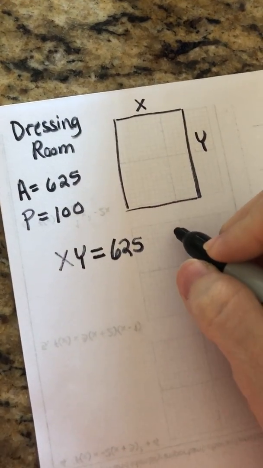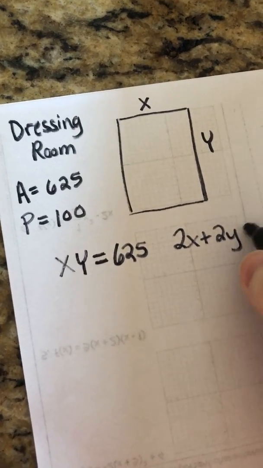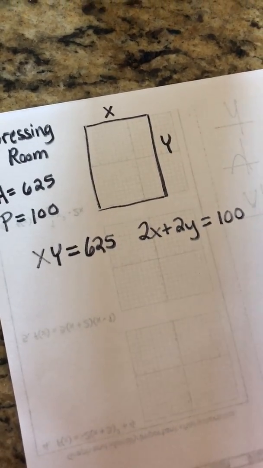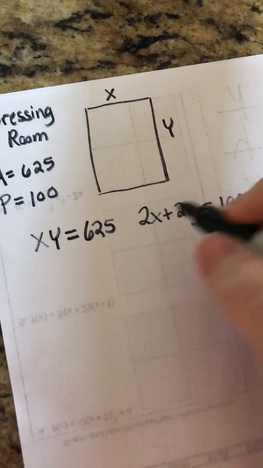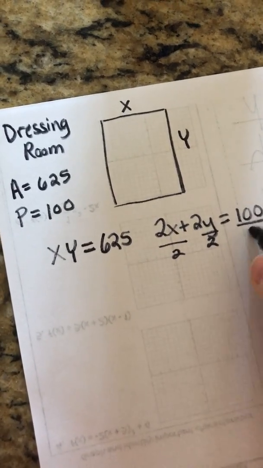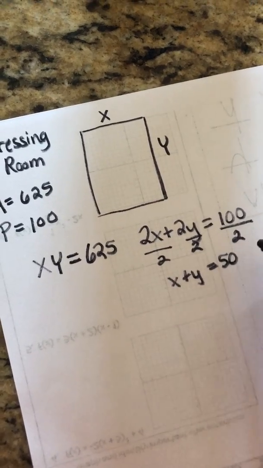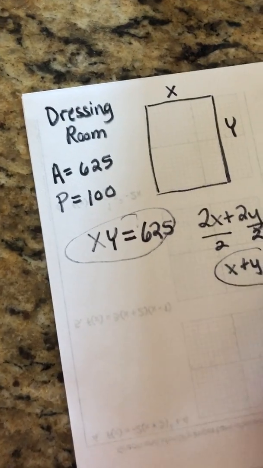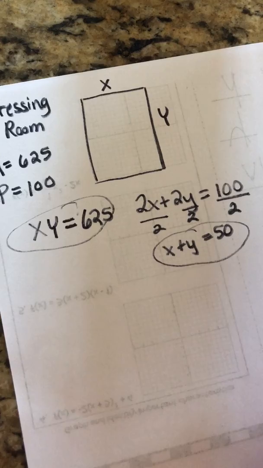To calculate perimeter of this figure, I would have to do 2x plus 2y equals 100. But these are all even numbers. 2, 2, 100, all divisible by 2. So I'm going to go ahead and reduce by 2 and get x plus y equals 50. So now these are my two equations that I need to solve. That's the system of equations I need to solve.